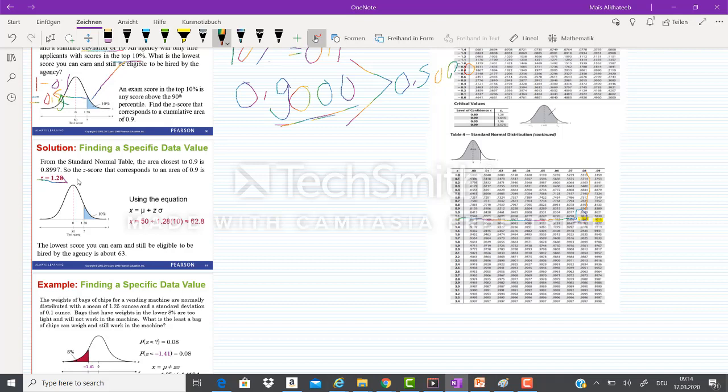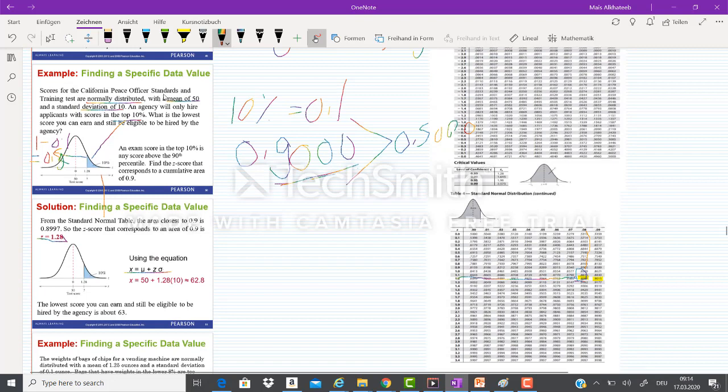Now I calculate X. I have the formula X equals mu plus Z sigma. The mu we said above, sorry, it will be 50. So mu is 50.